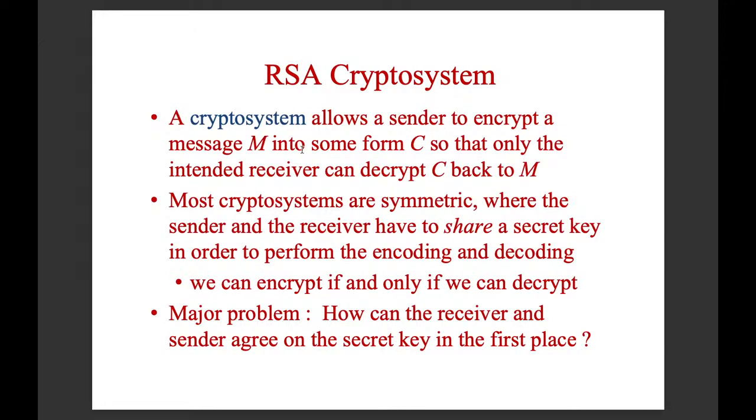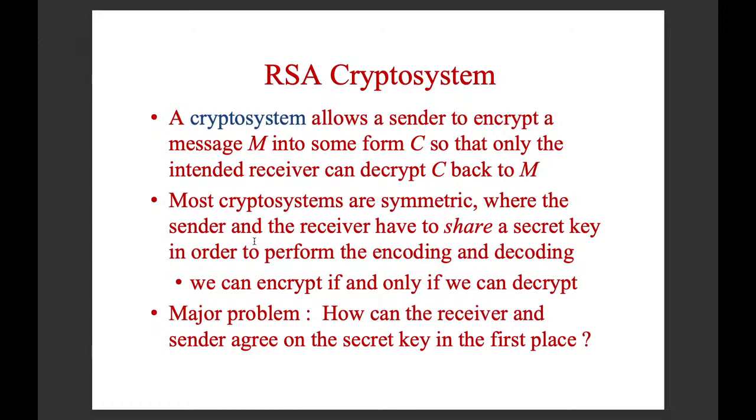So what is meant by a crypto system? A crypto system allows a sender to send a message, let's call it M for message, in some form, let's call it C. C is some encrypted message, encoded so that people do not understand it, such that any receiver that is intended to receive the message can decrypt it, but anyone that is not the intended receiver cannot understand what the message in the crypto form is.